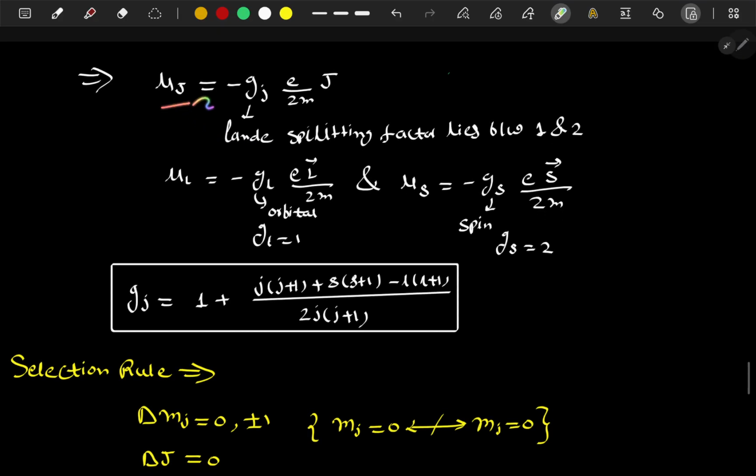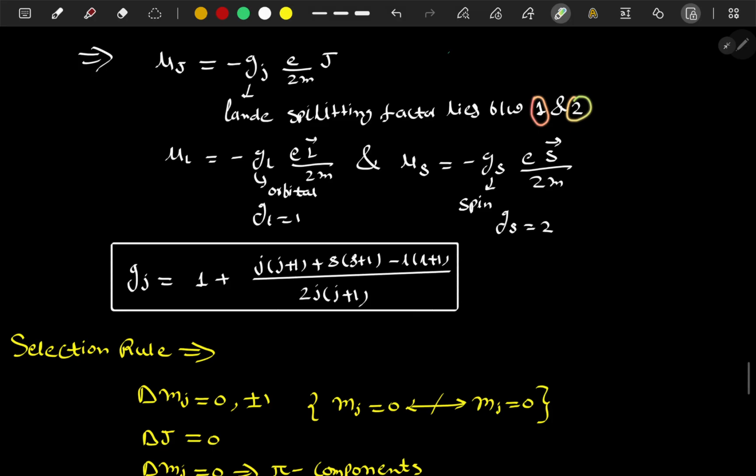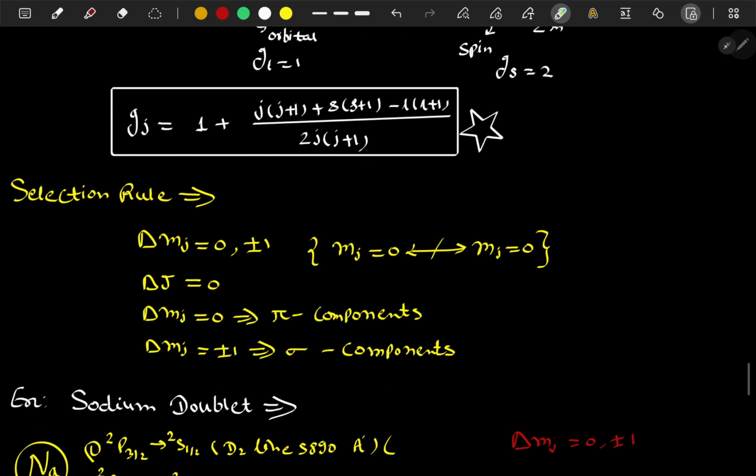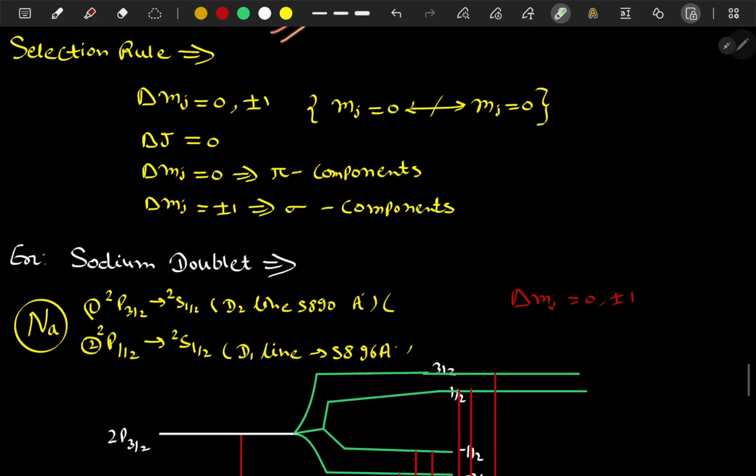So the total magnetic moment mu J will be minus g_J e upon 2m into J, where this g is the Lande g factor. For orbital it is 1, for spin it will be 2. So the total g_J will be a very important formula, you should remember it: g_J equals 1 plus [J(J+1) plus S(S+1) minus L(L+1)] upon 2J(J+1). Many questions we will discuss about this.